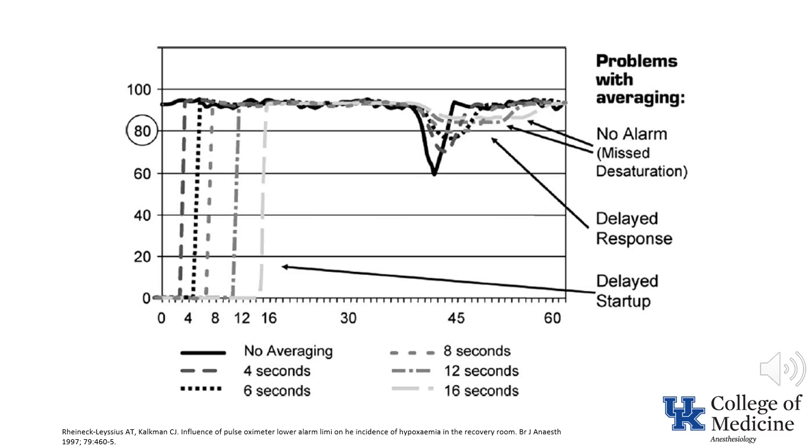Another study reported similar results. Extending averaging times to 10 to 12 seconds resulted in fewer false alarms, but also decreased the ability to detect true episodes of hypoxemia.